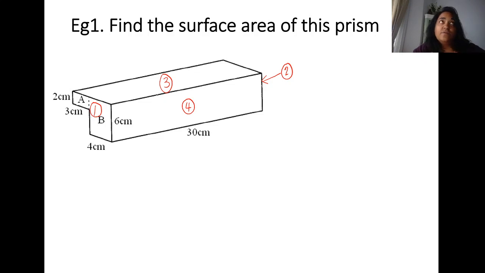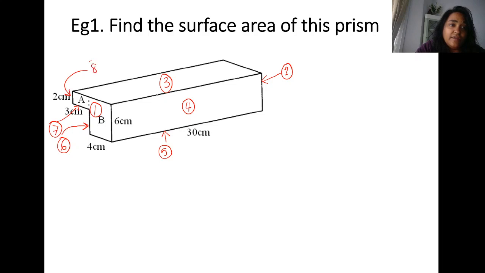Now let's think of the ones that we can't see. We're going to have one underneath here, which is 5. We're going to have another one on this side, inside of B, 6. One underneath there, my 7. And one over there, 8. So we've got 8 surfaces, 8 different sides or faces, I should say, to consider.